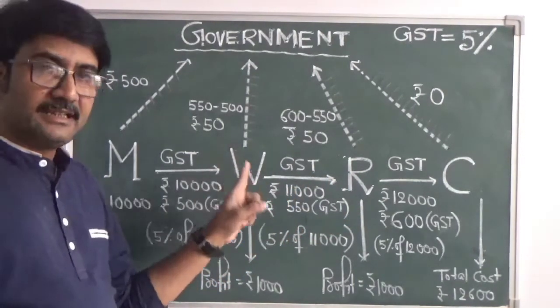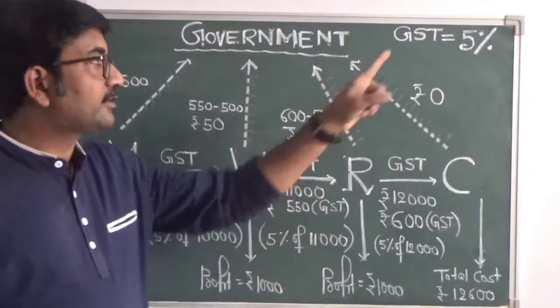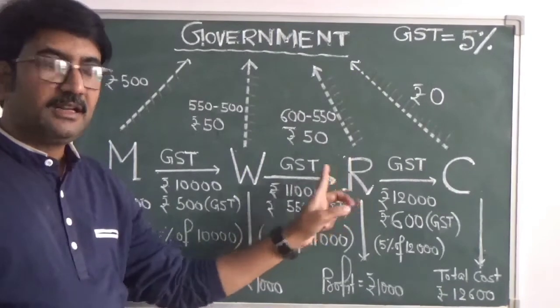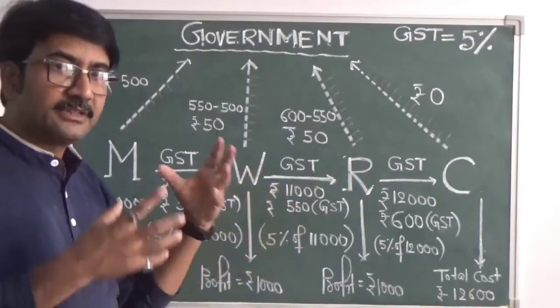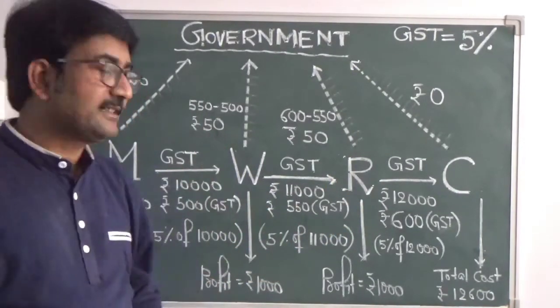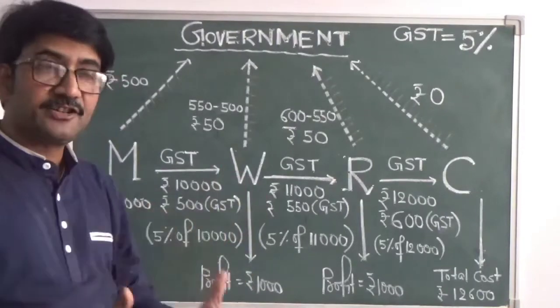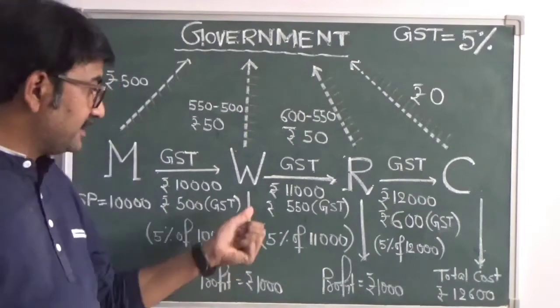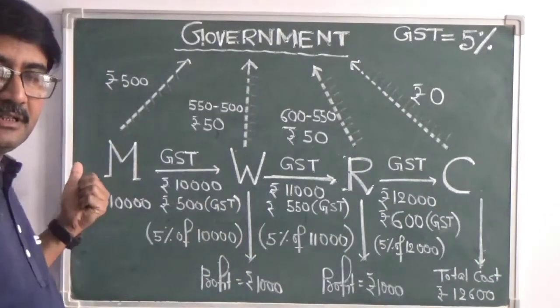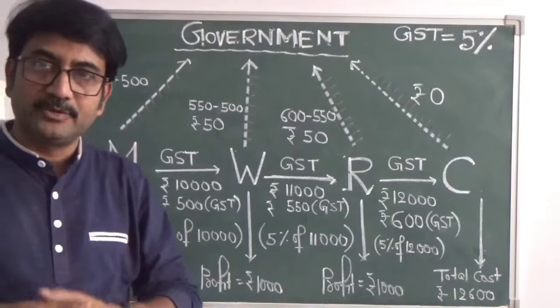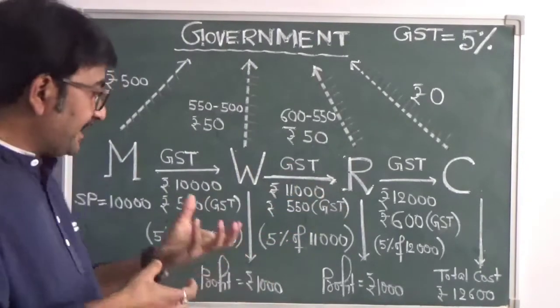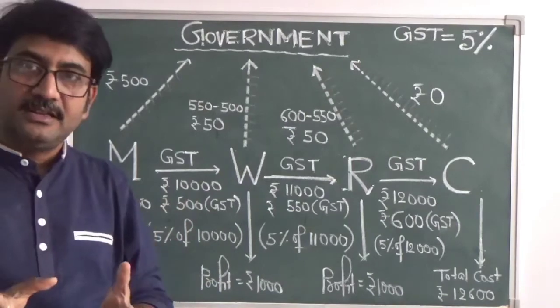Now the wholesaler will collect GST at the rate of 5% on rupees 11,000 from the retailer, and that comes to 550. The amount of tax that the wholesaler is collecting from the retailer is called the output tax, and the tax which the wholesaler has already paid to the manufacturer is the input tax. Or we can say output tax is the tax collected and input tax is the tax paid.